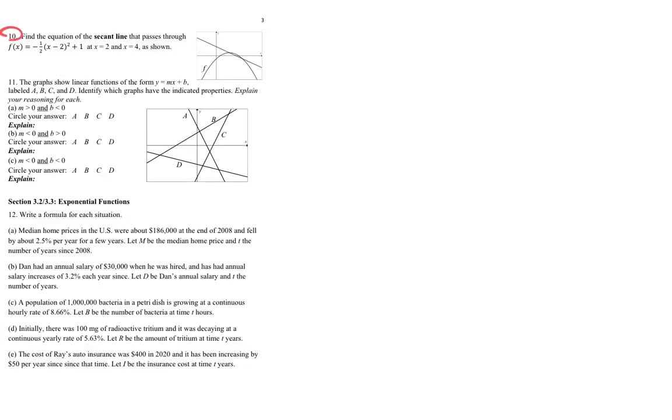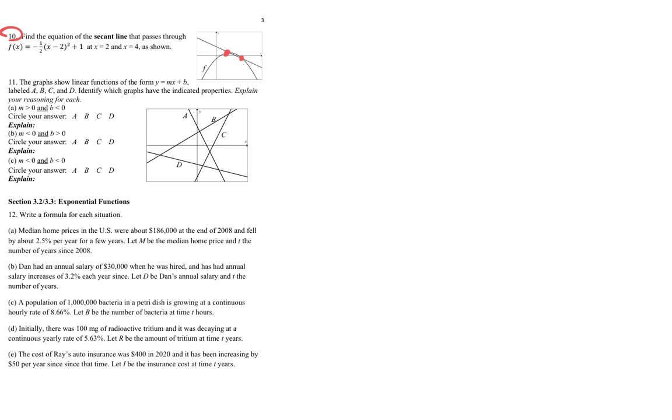Okay, so for number 10 here, we're going to find the equation of a secant line that passes through this function at x equals 2 and x equals 4. A secant line is a line that passes through exactly 2 points. So if we look here, what we really want is to find those 2 points.